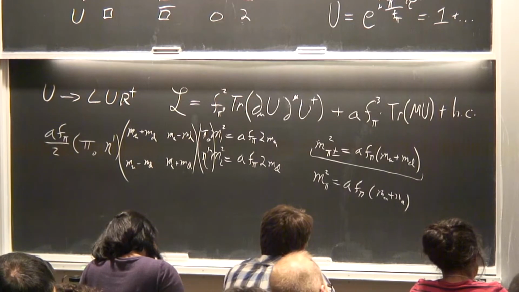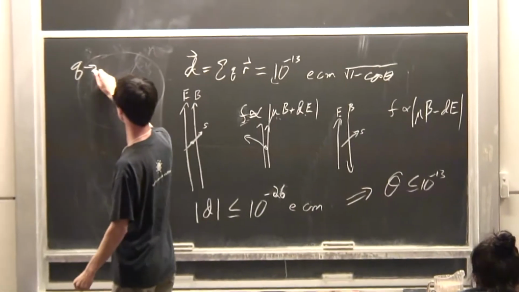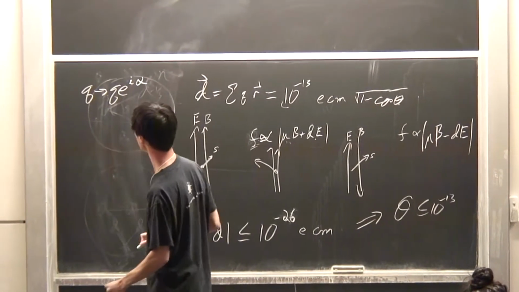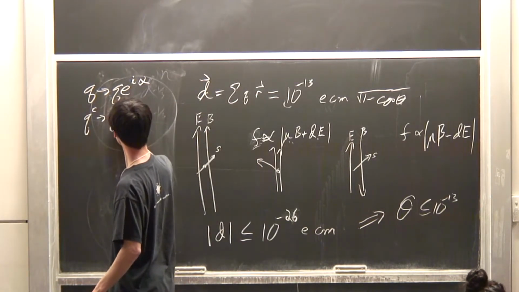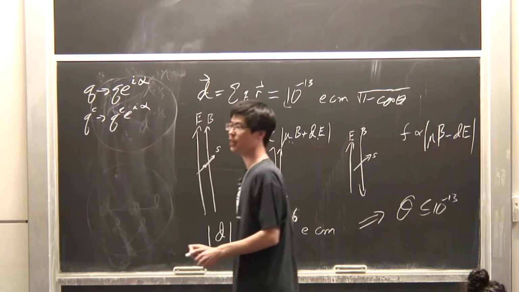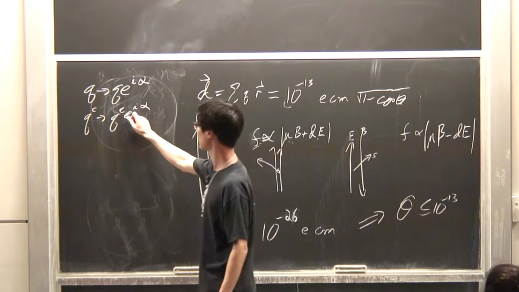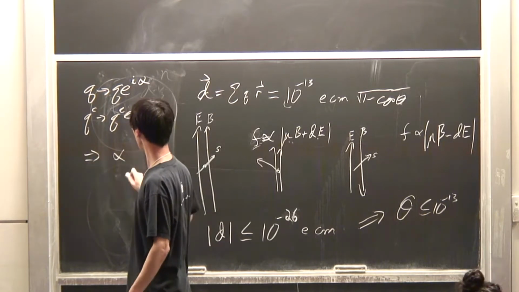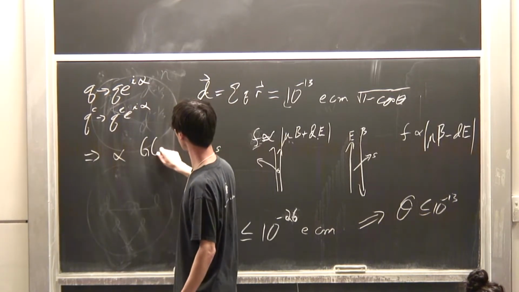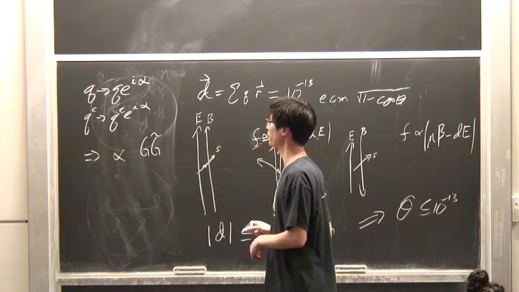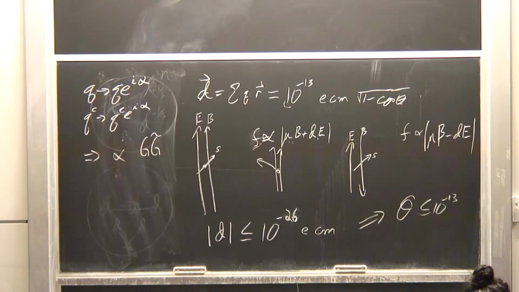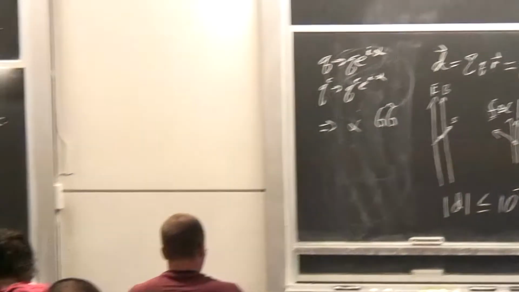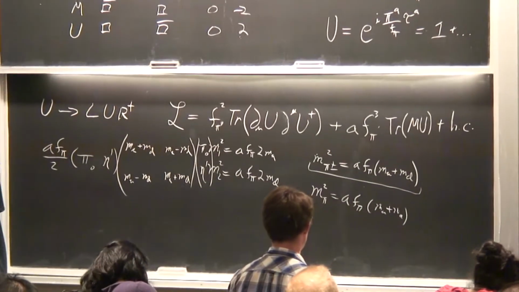So if you make the field transformation, Q goes to Q e to the i alpha, and then I also wrote Q conjugate goes to Q conjugate e to the i alpha, this is not actually a symmetry of the theory. What happens is it generates a term in your Lagrangian that's proportional to G G tilde. And so this is essentially how, with this logic with the pion masses, people then stumbled upon anomalies.